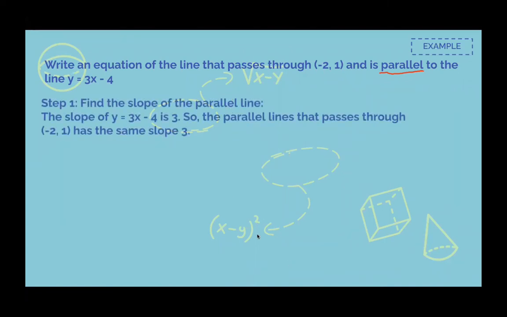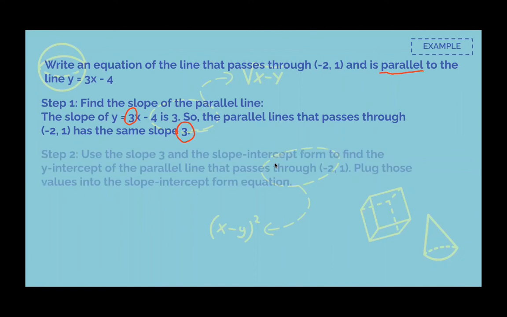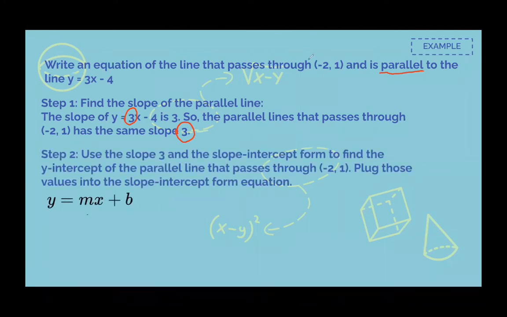We know that the slope of the equation that we're trying to write a line parallel to, y equals 3x minus 4, is 3. Parallel lines have the same slope, so our line that we're writing the equation for will also have the slope 3. Now you can go ahead and find your y-intercept with your slope-intercept form equation and use the given point that they have provided for you, (-2, 1).